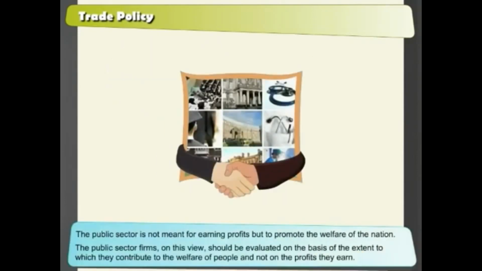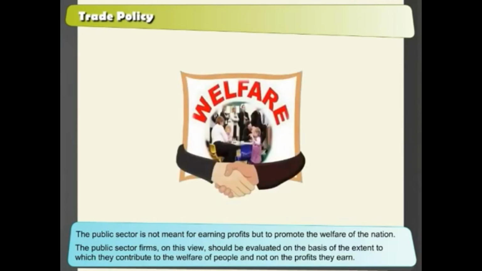There are many arguments in favor of public sector put forth by scholars. One of them being that the public sector is not meant for earning profits, but to promote the welfare of the nation. They should be evaluated on the basis of the extent to which they contribute to the welfare of the people and not on the profits they earn.